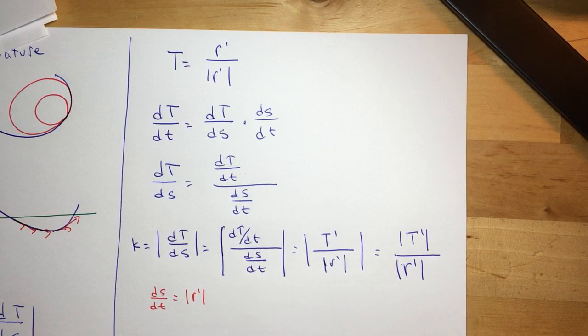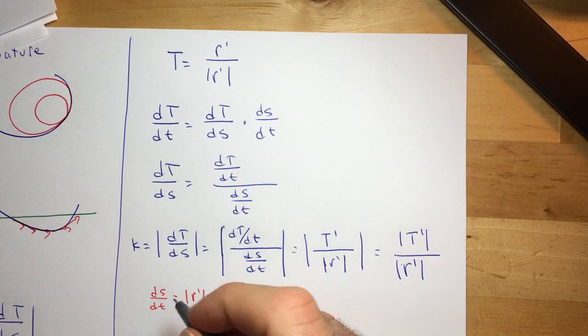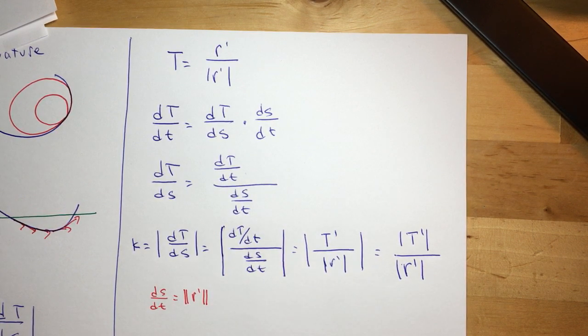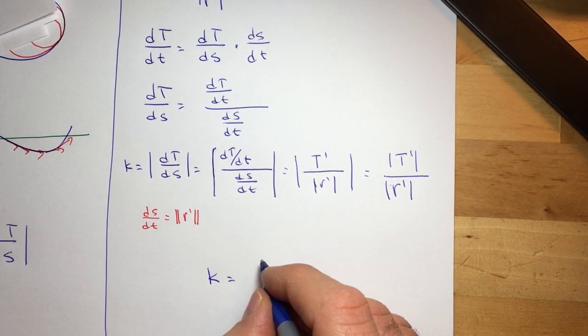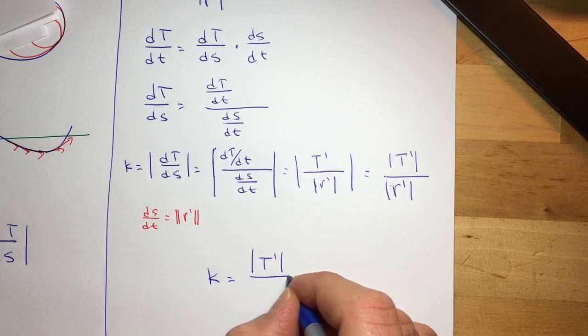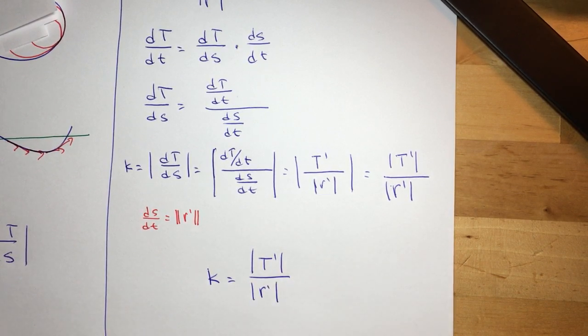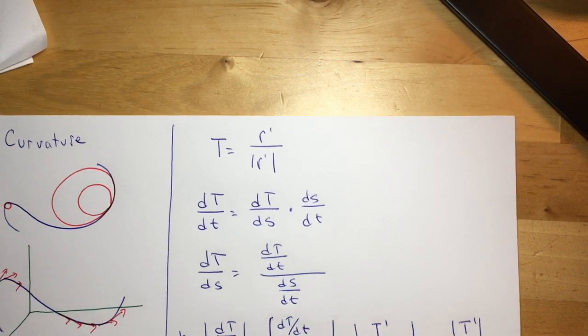Sometimes for magnitude we put one bar, like in the book. Sometimes we put two bars, but that's always the same. It just depends on what kind of notation we're going to adopt. So one more time, let's confirm that we will find the curvature by using the formula: magnitude of T prime over magnitude of r prime. Okay, so let's do an example.